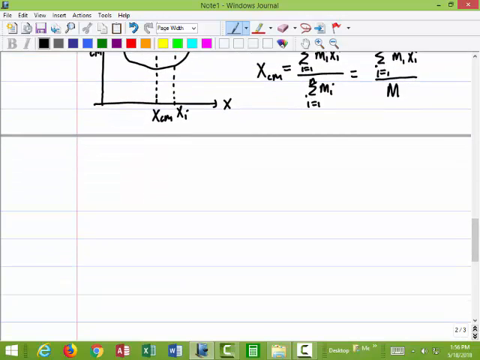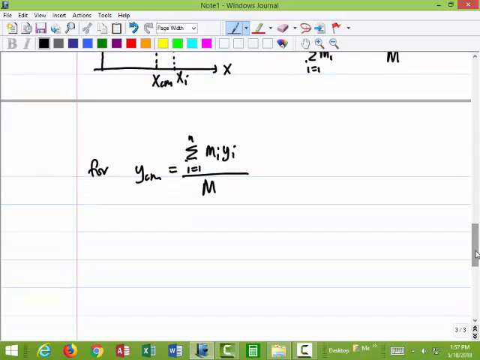We can do the same for the y coordinate of the center of mass by identifying again the same number of individual elements, and adding them all up. So for the y center of mass, we have the sum as i goes from 1 to n of m_i y_i divided by the total mass. So for a two-dimensional object, the location of the center of mass can be found by using the formula above or by using the formula given.